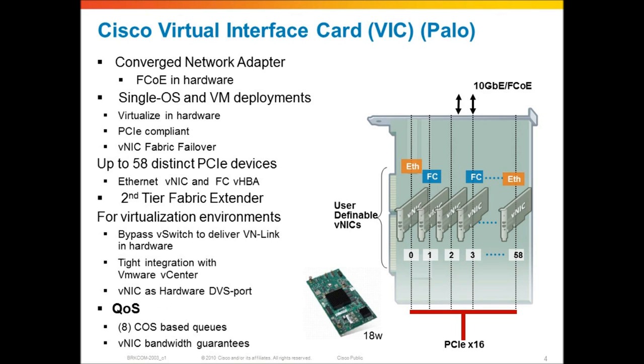There are also rich QoS capabilities with the Palo adapter. You can provide a minimum amount of guaranteed bandwidth to each one of these virtual adapters that you define, with no maximums. So each virtual adapter can use the full 10 gig of bandwidth if it's available, but if there is congestion on the adapter, you can at least provide some minimum guaranteed bandwidth to those adapters that you choose.